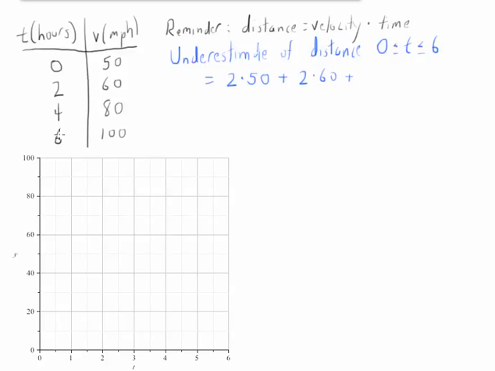And finally, over the last interval, from 4 to 6, the slowest we're going is 80 miles an hour, and we do that for 2 hours. So that's 2 times 80. So that's 100 plus 120 plus 160. So that is 380 miles.